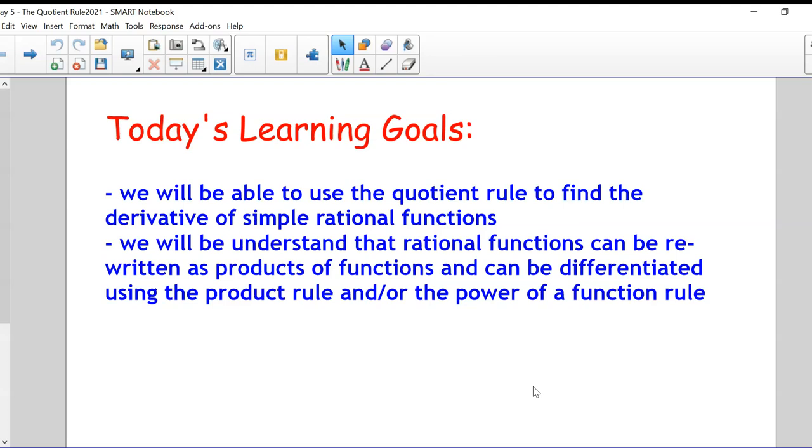Goal this time is we're going to be able to use the quotient rule. Quotient, of course, is when you divide two things. To find the derivative of a simple rational function, we're going to understand that rational functions can be rewritten as products of functions and can be differentiated using the product rule or the power rule.